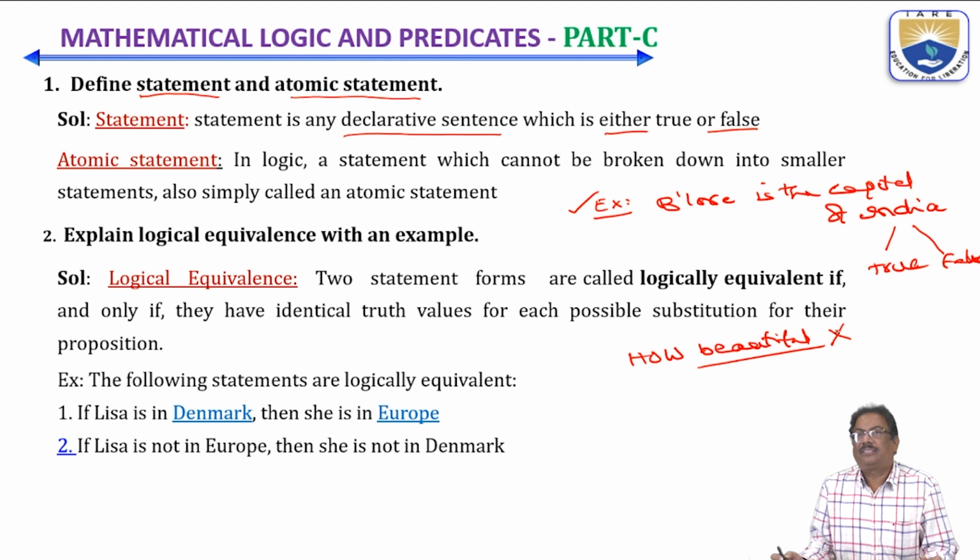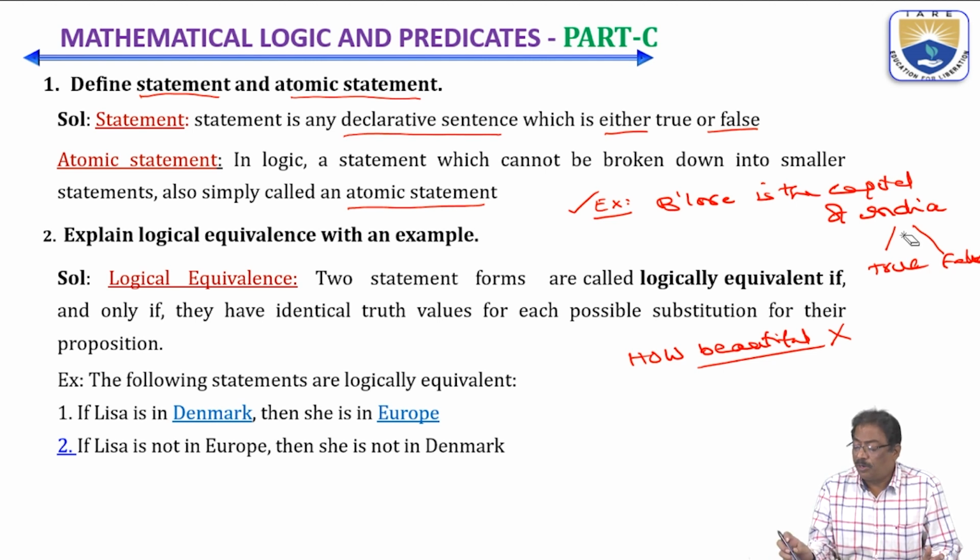So a statement is nothing but any declarative sentence which is having either true or false. Such a declarative sentence we call a statement. Next, another definition. What is an atomic statement? In mathematical logic, a statement which cannot be broken into smaller statements, such a statement we call an atomic statement. It is not going to divide further.